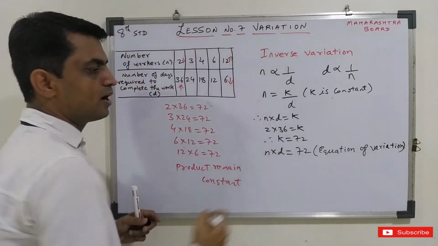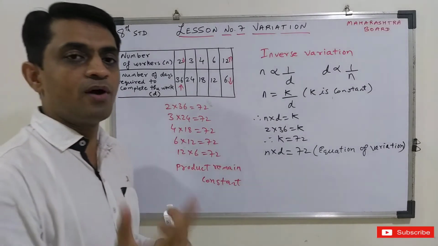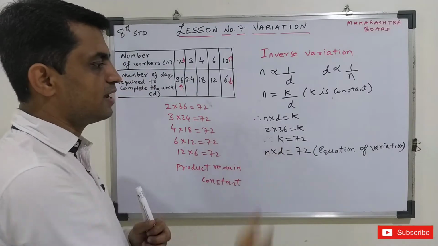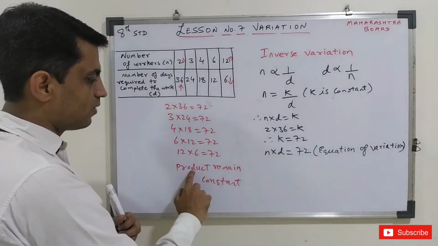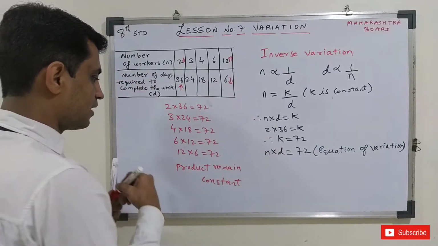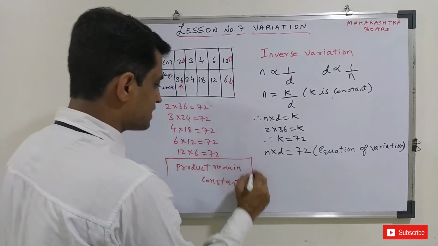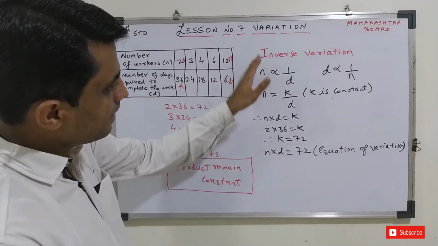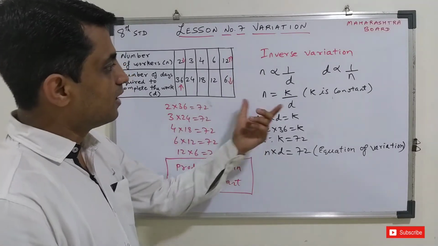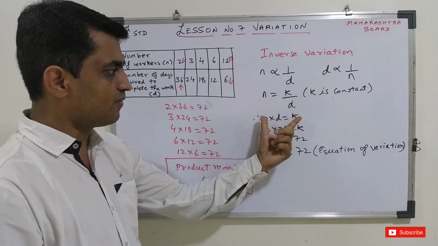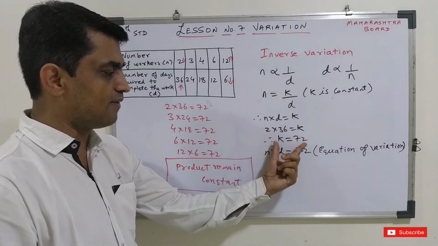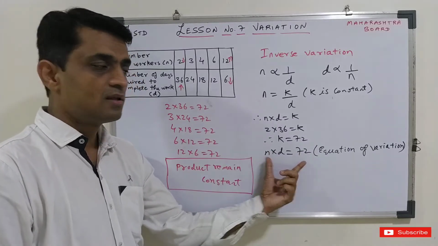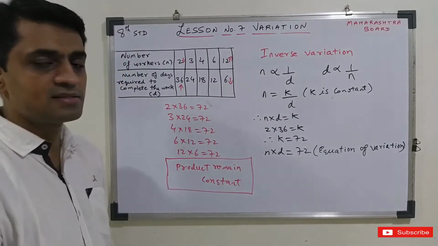Now here it is coming in product form. In practice set 7.1 it was coming in ratio form. Because this relation is an inverse variation, that's why the product remains constant. I have written here that the product remains constant. So in this exercise we are going to solve the sums by this method. The same method we are going to follow in the sums also. We are going to get this type of equation, we are going to get the value of k, and then we will get this type of equation of the variation. This step will be followed in our practice set also.